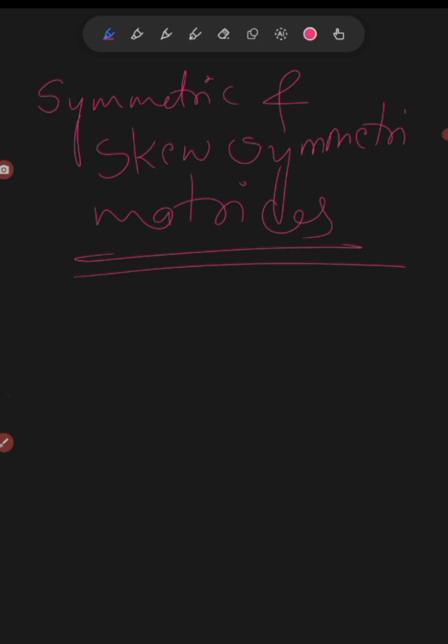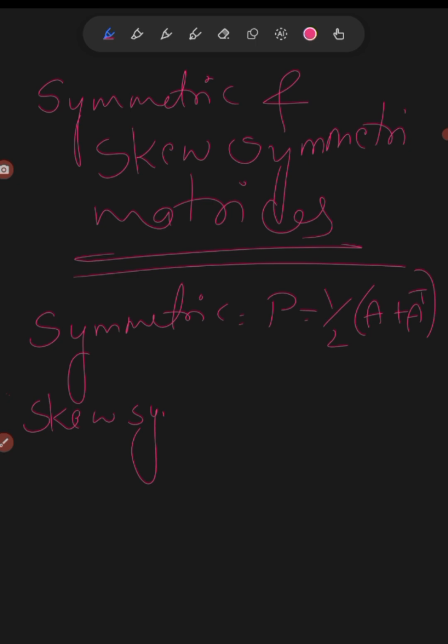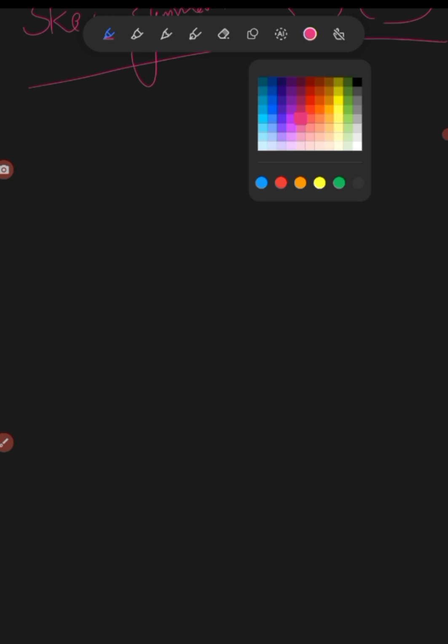Okay, let's find the formulas of symmetric matrix and skew-symmetric matrix. Symmetric matrix is represented as P, where P equals half into A plus A transpose. Skew-symmetric is represented as Q, where Q equals half into A minus A transpose. Okay, let's add the example here.